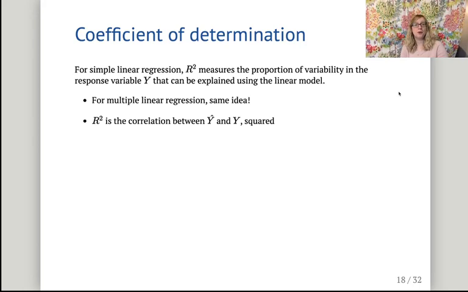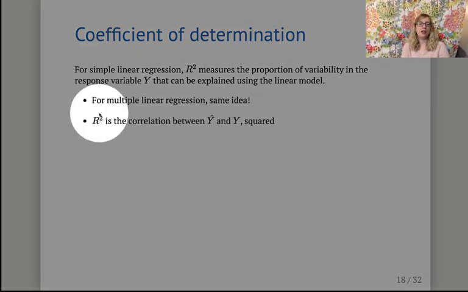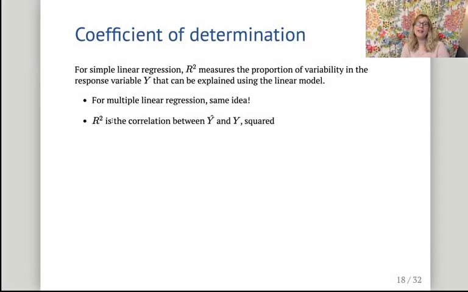Because we have multiple x variables, we don't want to calculate multiple coefficients of determination. So what we do is take the correlation between the predicted value y hat and the observed value y. That's what we're measuring with this new coefficient of determination.